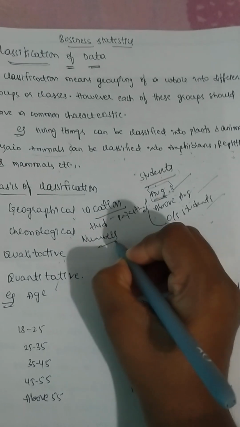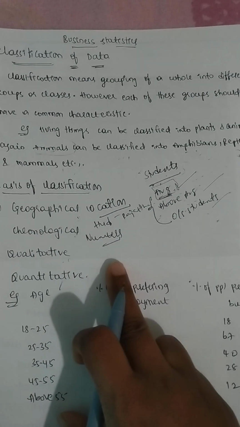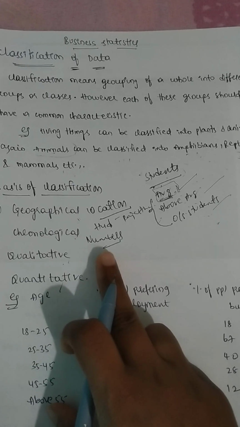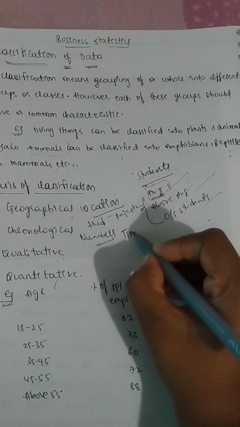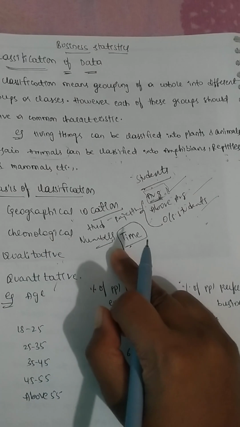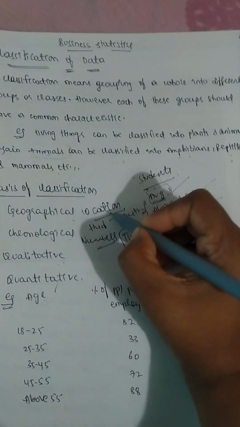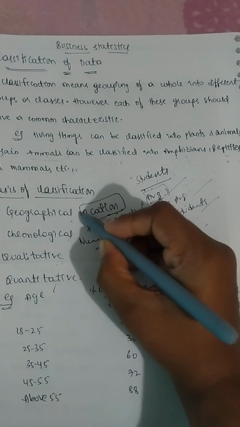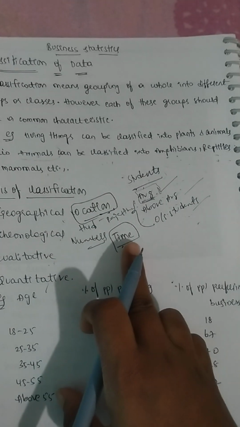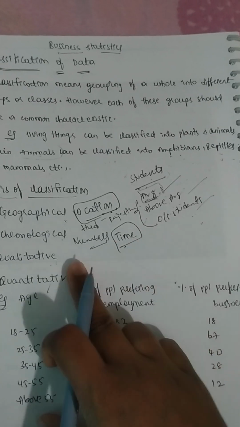Whereas coming to chronological, it means time. In this chronological classification, the data will be classified on the basis of difference in time. Chronological means it is based on time, whereas geographical means it is based on location. Basis of difference in location is called geographical, and basis of difference in time is called chronological.